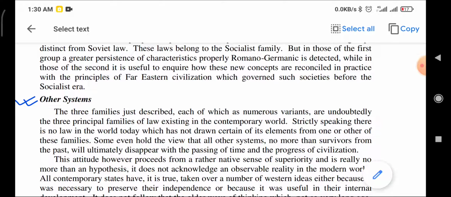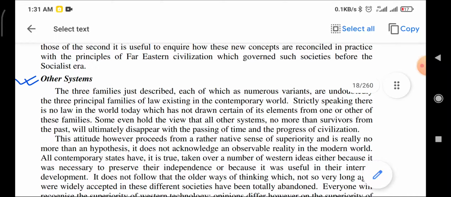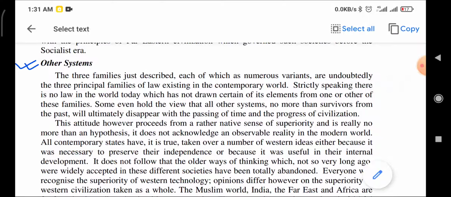So present laws are indirectly or directly drawn from this family. Some even hold the view that all the other systems, no more than survivors from the past, will ultimately disappear with the passing of time and the progress of civilization. This attitude, however, proceeds from a rather naive sense of superiority and is really no more than a hypothesis. It does not acknowledge an observable reality in the modern world.